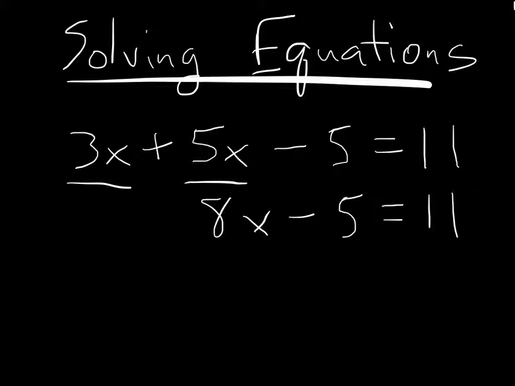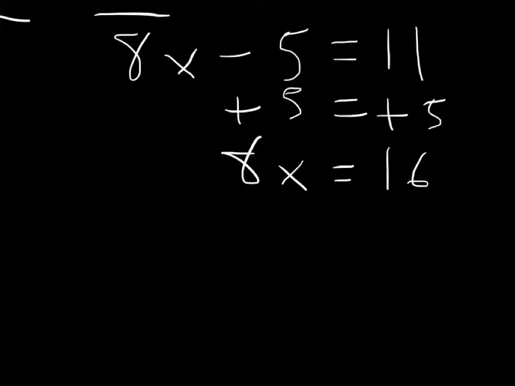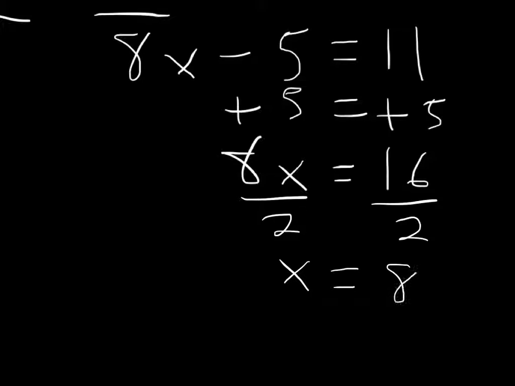Now, the rest of the equation, of course, stays the same because we're just adding like terms. Now it's like the equations we just finished, which just takes two more steps to finish. We'll go ahead and add 5 to both sides. Get 8x equals 16. And now all that's left is divide both sides by 2. And we get x equals 8.